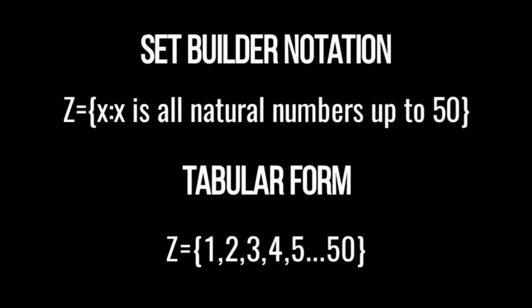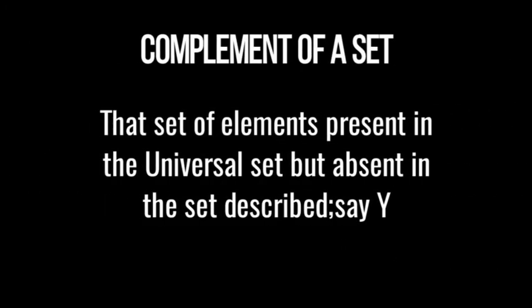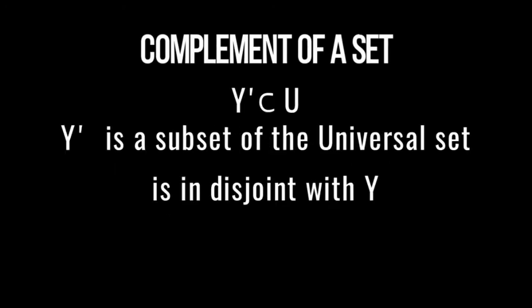Now if you are to describe the complement of a particular set, the complement of a set is that set that encloses or houses elements that are in the universal set but are absent in the set. So for the complement of Y, every element that is not in Y but is present in the universal set is said to be a constituent of the complement of Y.